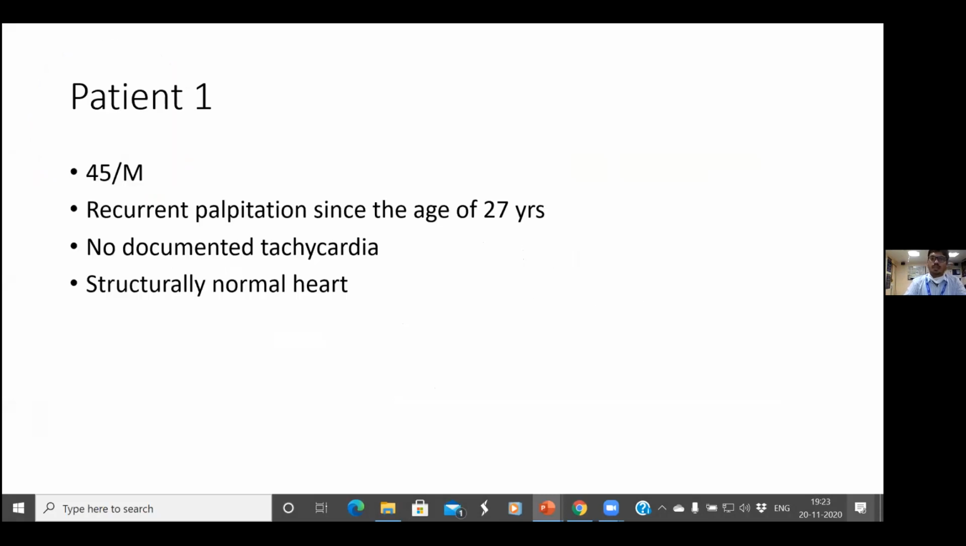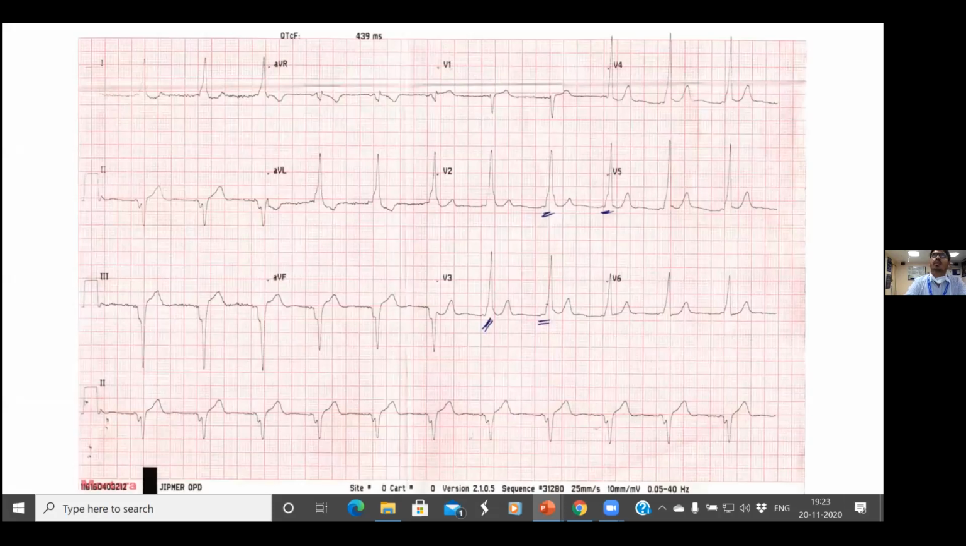So the first case was a 45-year-old male who came to us with a history of recurrent palpitation since the age of 27 years, although there was no documented tachycardia, and echocardiography showed a structurally normal heart. So we have taken an ECG in the OPD, and this was the ECG. Here we can see there is an isoelectric delta wave in lead V1 and a positive delta wave in lead V2 to V6 with a negative delta wave in lead 3 and aVF, which suggests a postero-septal accessory pathway.